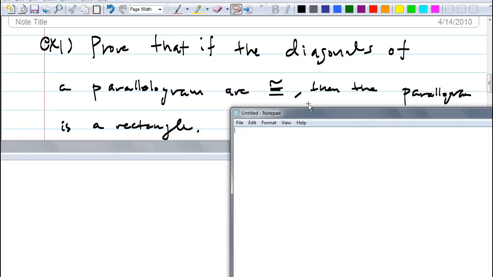They're saying we have a parallelogram, and this parallelogram happens to have the what? Diagonals, I mean, diagonals are what? Congruent. So that's what's given to us. So we have a parallelogram, and the diagonals of this parallelogram are congruent. We have to show then, if this is true, that it must be a rectangle. You see, that's what we're trying to prove.